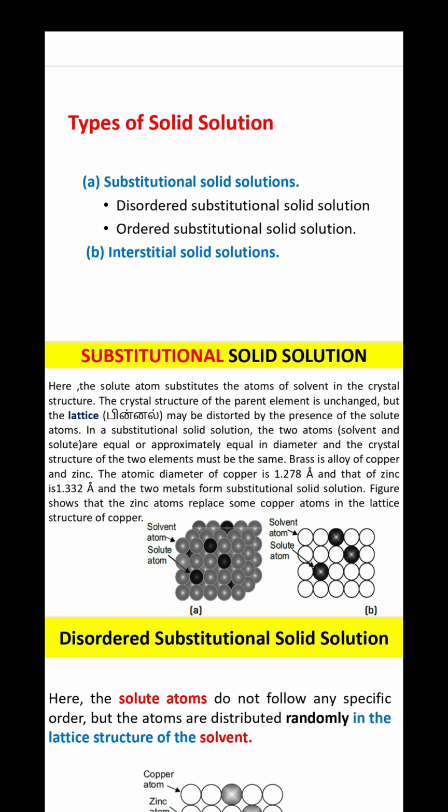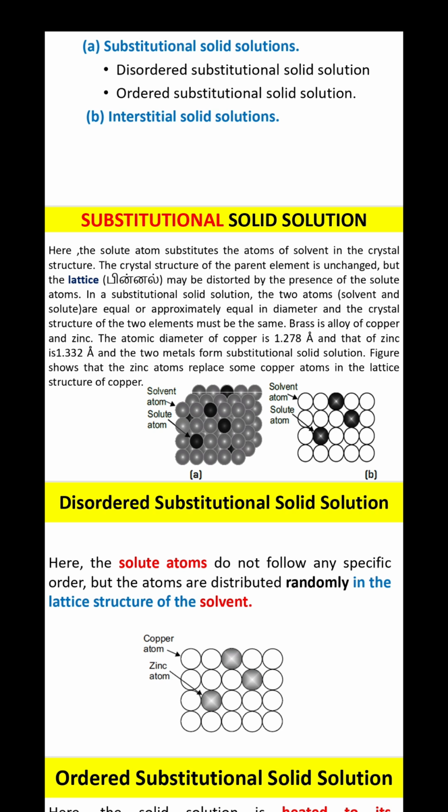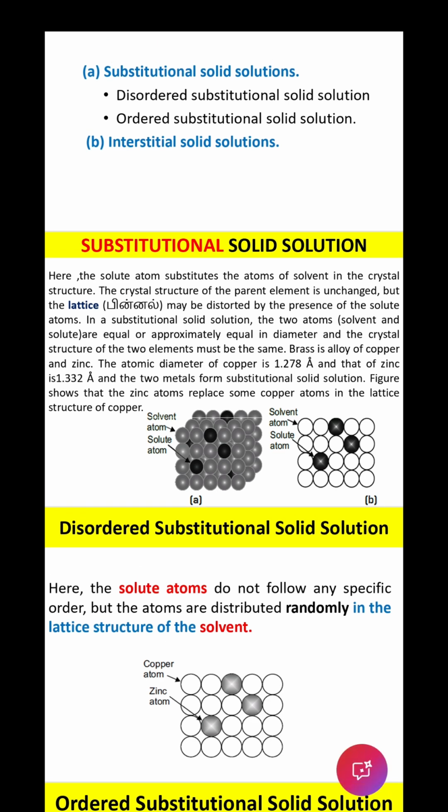In substitutional solid solution, it is classified into two categories. One is disordered substitutional solid solution, the other is ordered substitutional solid solution. So first we see the substitutional solid solution. Here the solute atom substitutes the solvent atom in a crystal lattice structure. So in this diagram, the solute atom replaces the solvent atom in any order. So that is called substitutional solid solution.